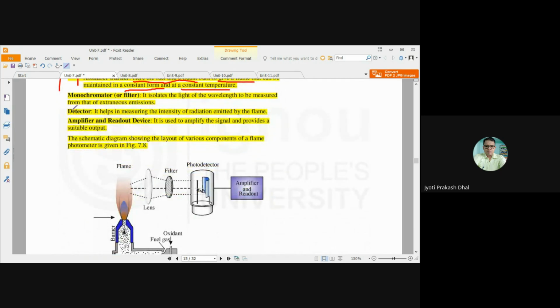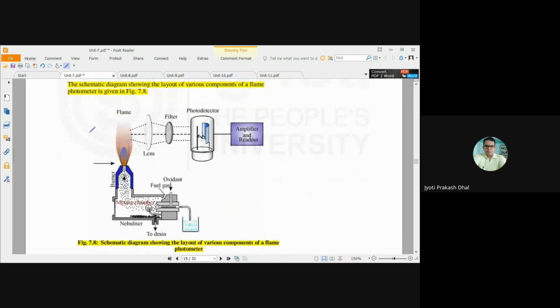And after that the monochromator: it isolates the light of the wavelength to be measured from the emission by the excited atoms. And after that the detector: it helps in measuring the intensity of the radiation emitted by the flame. After that the amplifier and readout device: it is used to amplify the signal and provide a suitable output. And here is the schematic diagram showing the layout of various components of the flame photometer.